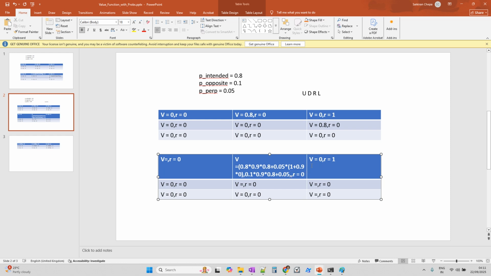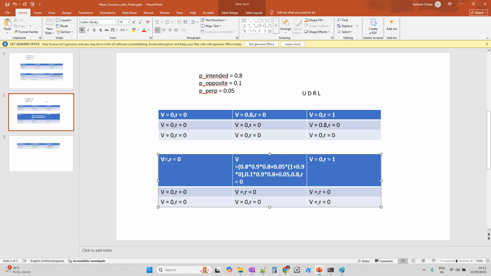Now we will calculate for the right case. Right, if he goes in the intended direction, then 0.8 is the probability, and then into 1, 0.8 will be 1 plus 0.9 into 0, so this will be 0.8 only. So next is left case.